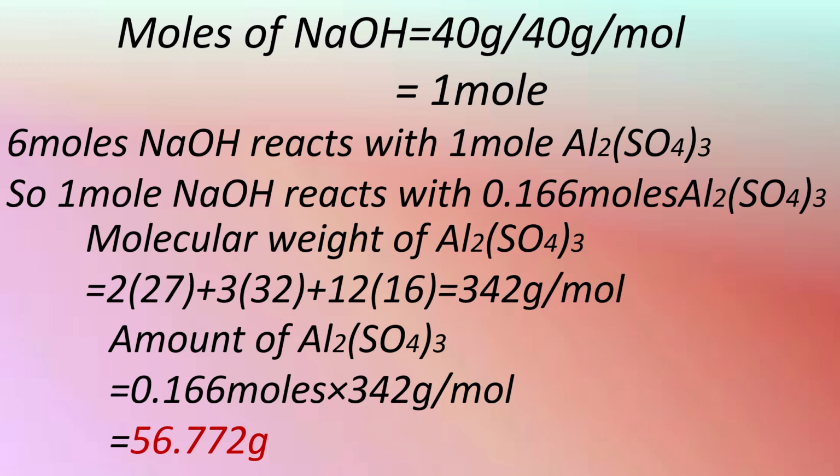Now we have calculated moles of aluminum sulfate and molecular weight of aluminum sulfate. Now we will calculate the amount of aluminum sulfate, which is equal to moles multiplied by molecular weight. 0.166 moles into 342 gram per mole. The answer is calculated to be 56.772 gram aluminum sulfate. So this is the right answer.